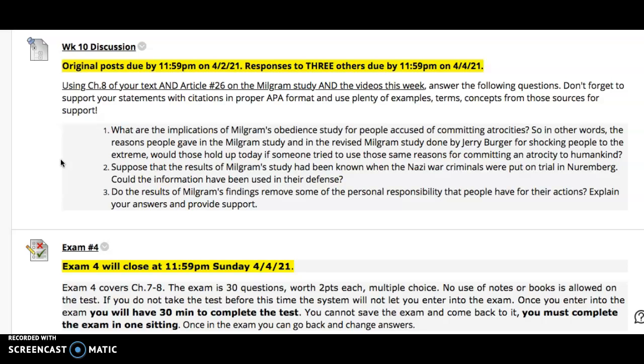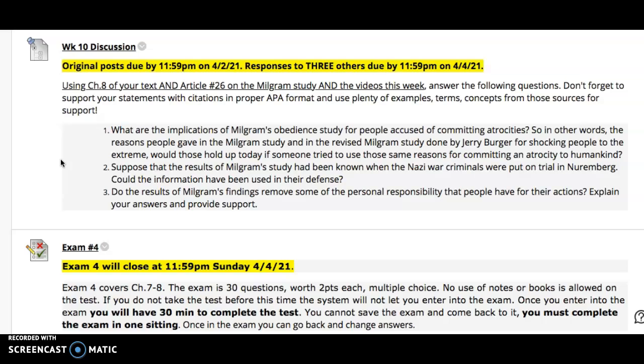And so on that same vein, suppose that the results of the Milgram study had been known back when the Nazi war criminals were put on trial in Nuremberg. I'm sure you've studied this in history. All of the Nazi leaders and officers after the war were put on trial. They were to stand trial for their crimes against humanity.